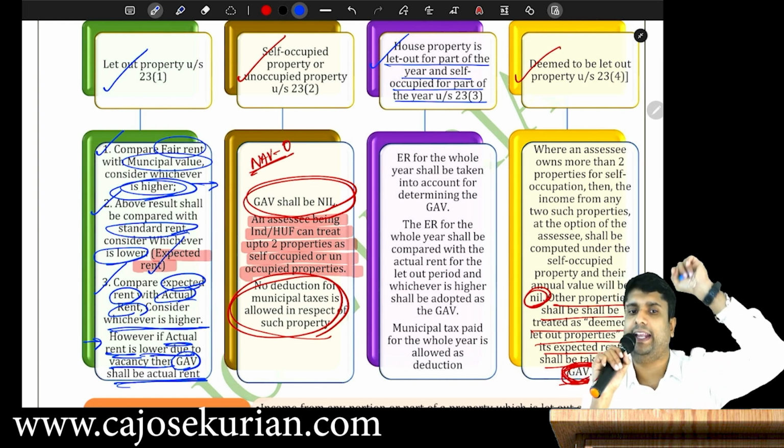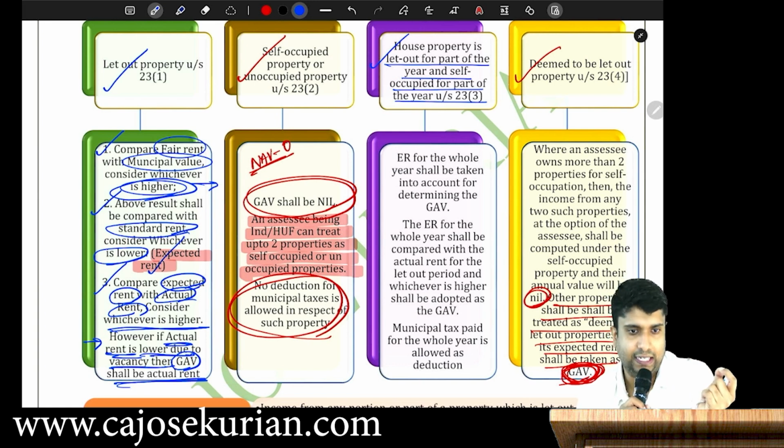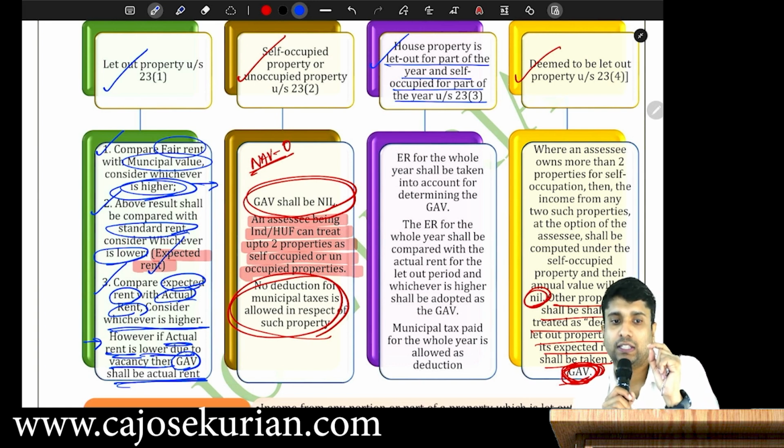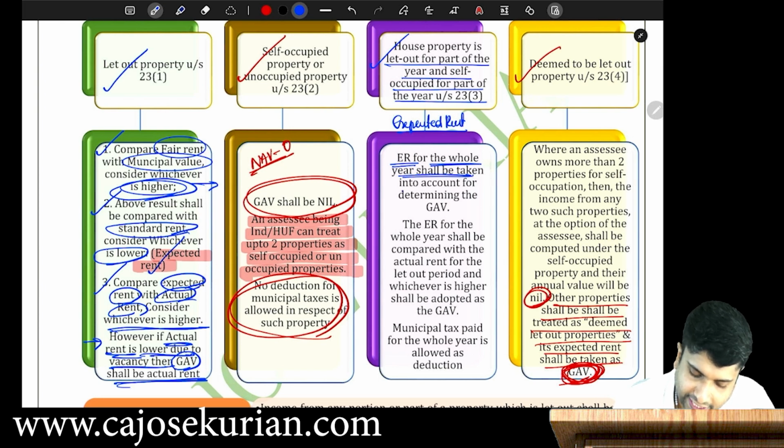So can you read that heading? House property is let out for part of the year and self-occupied for part of the year. That means some part of the year it was let out and some part it was self-occupied. So what to do? ER. What is ER? Expected rent for the whole year shall be taken into account for determining the GAV.